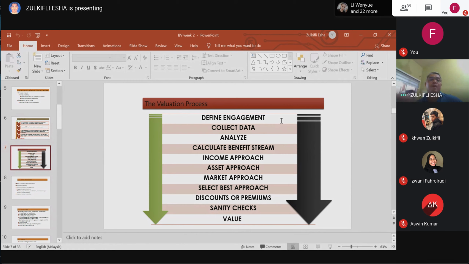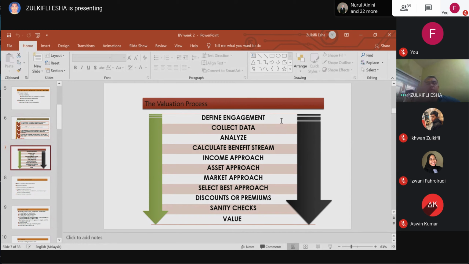So upon going through the details of the engagement letter, later you may decide whether to accept the case or to reject the case. If you feel that you don't have the expertise to value the business, maybe the size of the company is too big, you are only in your first or second year doing business valuation in the industry, maybe you are not brave enough to take the case. So maybe you can turn down the appointment.